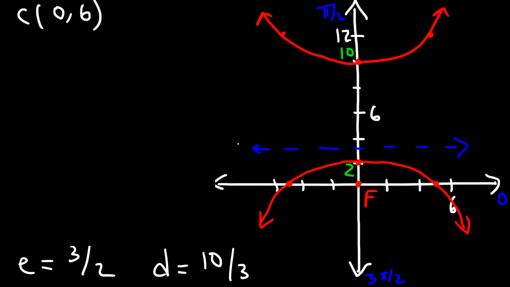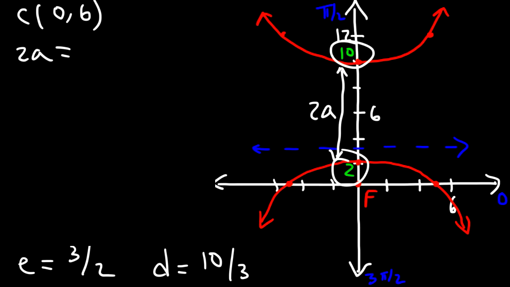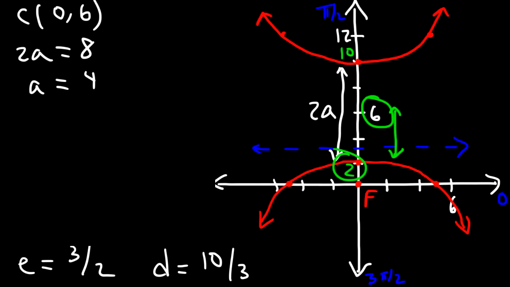Now the distance between the two vertices is the major axis. The length of the major axis is 2a, and 2a is going to be the difference between 10 and 2. So the major axis is 8 units long. So a is going to be 8 over 2, which is 4. Keep in mind, a is the distance between the center and the vertices. So between 6 and 2, that's 4 units.